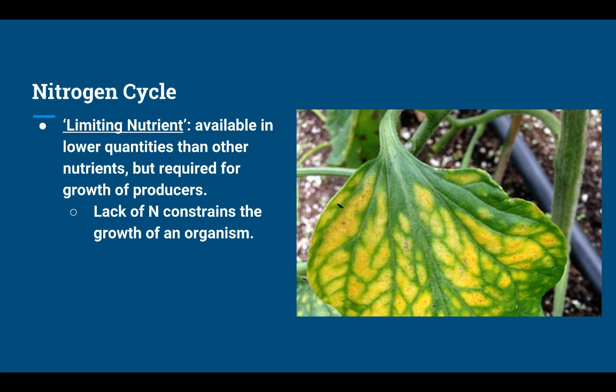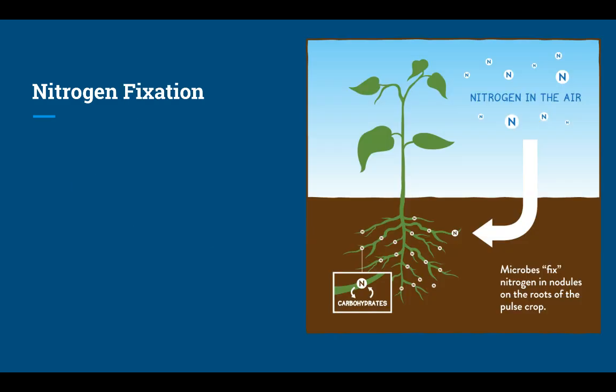So all organisms are going to need this nitrogen in a large form. Unfortunately, it's a limiting nutrient. What all that means is without this nutrient, an organism is limited, especially in its growth. And we especially see this in producers. When there's a lack of nitrogen, maybe you have a house plant that's starting to get yellow leaves, that is usually a sign that there's not enough nitrogen in the soil. So a limited nutrient means it's not available in large quantities, but it is required for growth.